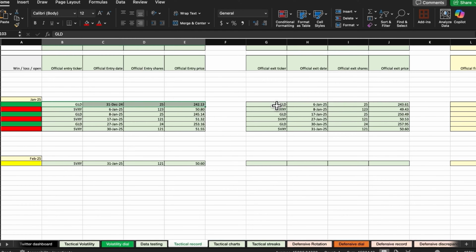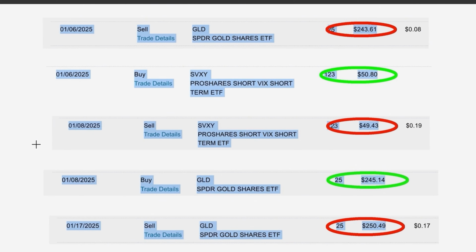So we can see the first one, the 6th of January, we actually exited the GLD gold. Same 25 shares, we exited for $243.61. Now that price, like I said, is coming from the live trading fill from that TOS account. So this is a screenshot that I just put together with all of those fill prices. This is from inside Schwab, and I marked red for sales, green for when we buy, and we can just go down the list. So there's that 243.61.